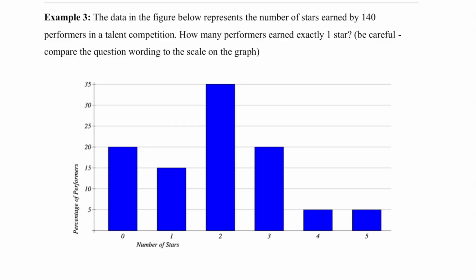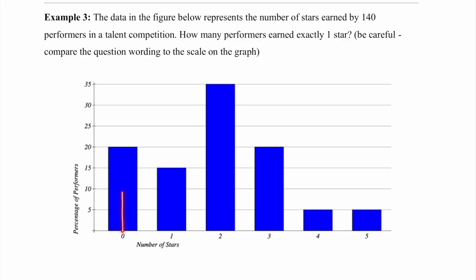Before we answer, let's read the graph carefully. The vertical axis represents the percentage of performers, not the number of performers. For example, this means 5% of performers, 10% of performers, 15% of performers, 20%, 25%, 30%, and 35%.